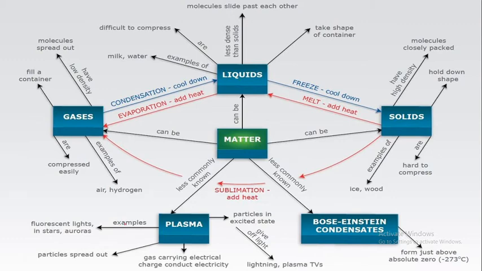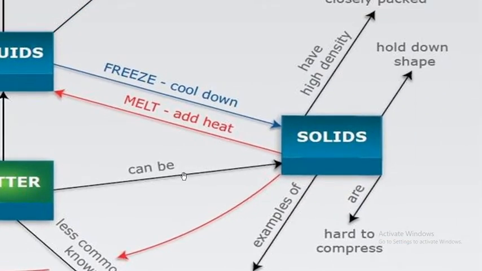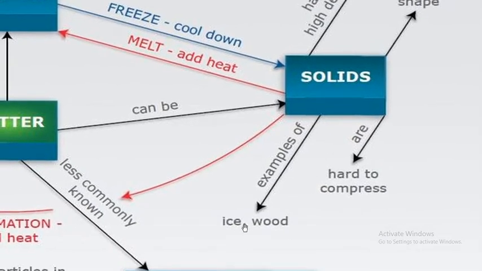So before going to see the practice sheet, here is a glance of all the concepts which you have learned from the chapter matter. You can see classification of matter into 5 states of matter. They are solids, liquids, gases, plasma, and Bose-Einstein condensate. If we observe solids first, solids have high density, fixed shape and fixed volume, and they are hard to compress. Their examples are ice, wood, book.